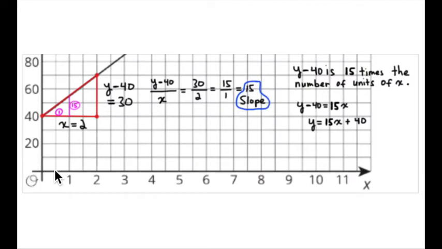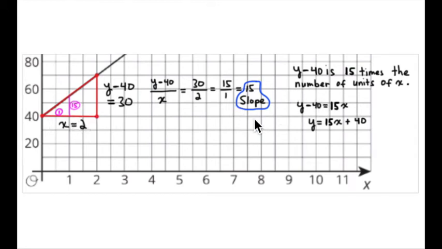So each unit, we don't know what those are yet, but in each unit there's an increase of 15 units along the vertical axis. That means the value in the vertical direction is 15 times the value in the horizontal direction. So this is 15 times 1 is 15. This is 15 times 2 is 30. So the number of units along the vertical axis is 15 times the number of units along the x-axis.